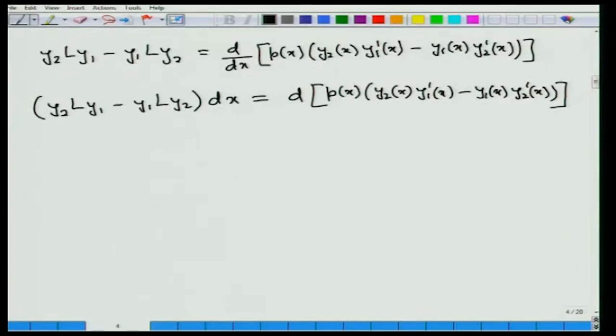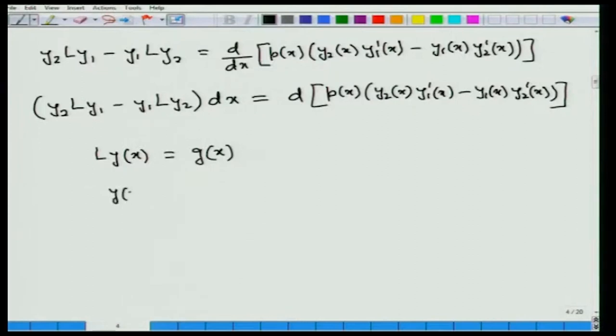Now, actually we have to use this result in order to construct the Green's function for the non-homogeneous boundary value problem. Now, before going to that part, I would like to draw your attention towards this type of problem, that L y equal to g x, we have to solve this equation. For the time being, we are not at all considering anything about the initial condition or boundary condition.